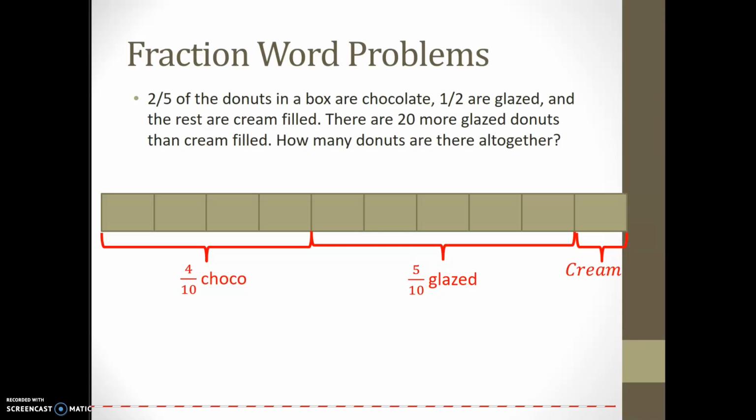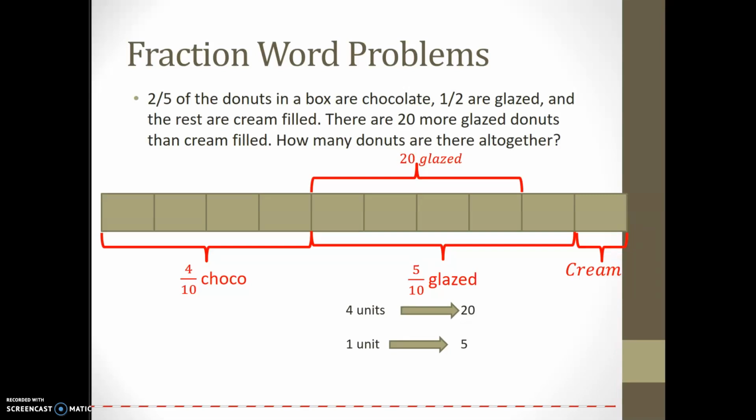Now, we want to know how many donuts there are altogether. Okay, let's take a look. If there are 20 more glazed donuts, let's just take a look at how many units of glazed donuts I have. I have 5, right? And then I have 1 of cream. So I have 4 more units of glazed donuts than I do cream-filled donuts. So that's what I'm going to write. 4 units is going to be those 20 glazed donuts. So we'll solve for 1 unit, which is going to be 5 donuts. And since I only have 1 unit of cream, that's how many cream donuts I have.